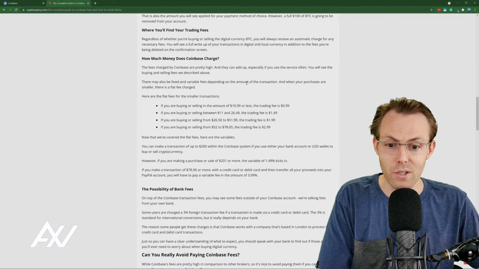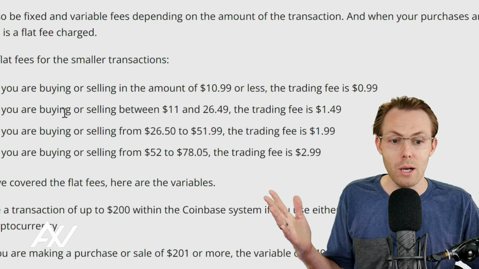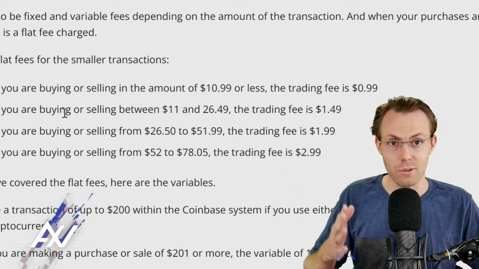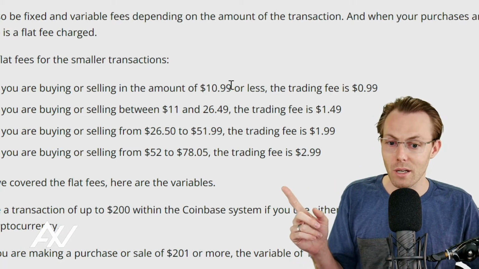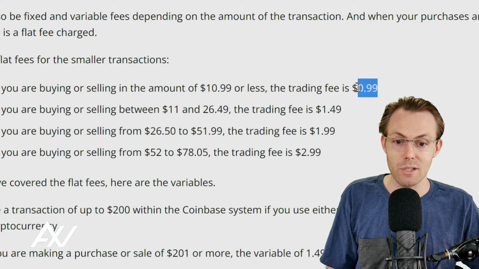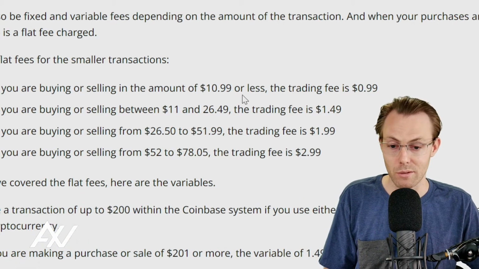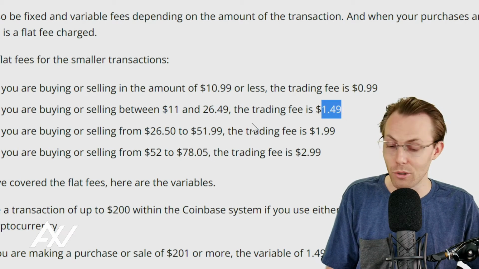So let me tell you about the fee structure really quick on Coinbase to help you maximize how much money you're keeping versus giving Coinbase if you decide that you want to sell. So for transactions of $10.99 or less, your fee is 99 cents. So that's a savage fee. That's like 10% or more. $26.49 or less, your fee is $1.49. It's a little better.